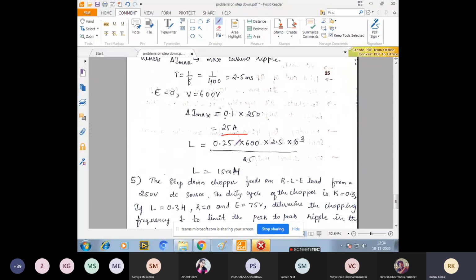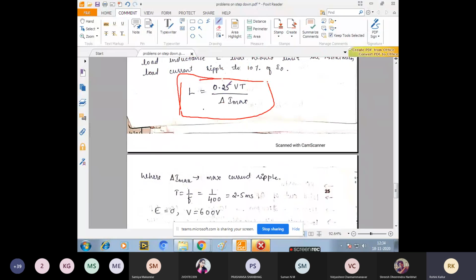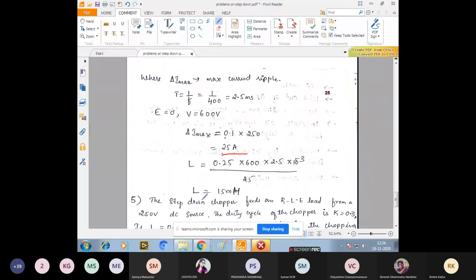Okay. Now I'll substitute the values. L is equal to 0.25 into Vs into T whole divided by delta Imax. So 0.25 into Vs, which is 600, then into T, that is 2.5 milliseconds. So 2.5 into 10 to the power of minus 3 whole divided by 25. So after I do this, I'll be getting the value of inductance as 15 millihenry.